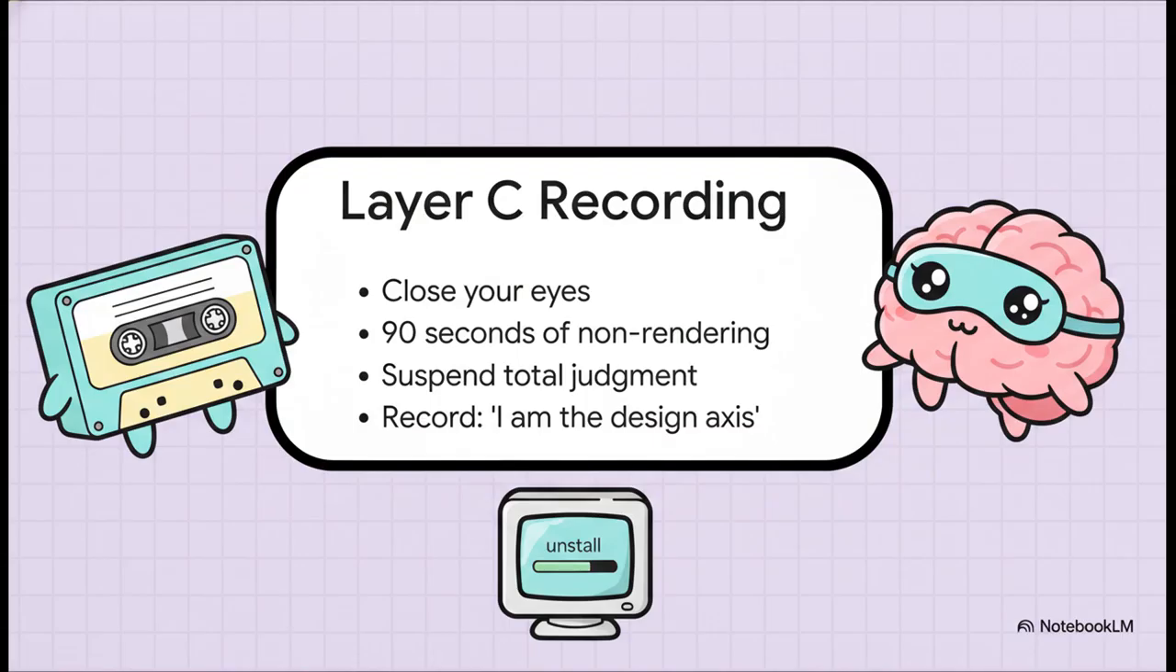Step 1 is the Layer C recording. This is all about accessing the 0 point. The manual instructs the operator to close their eyes and do 90 seconds of what it calls non-rendering. Basically, you're suspending all judgment, dropping labels of your environment, essentially uninstalling your social software. Once you hit that state, you record this exact phrase into your configuration.